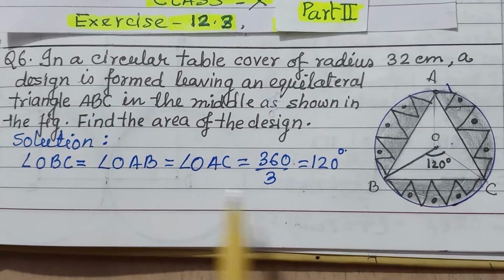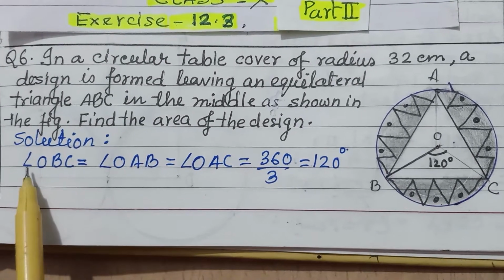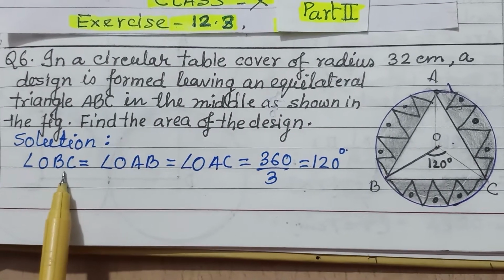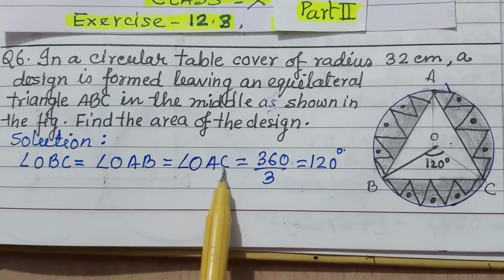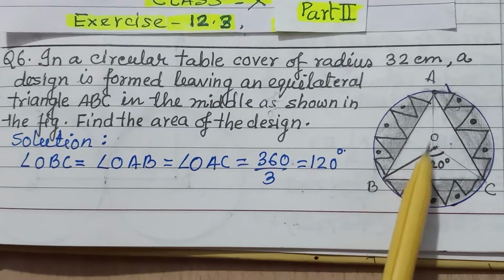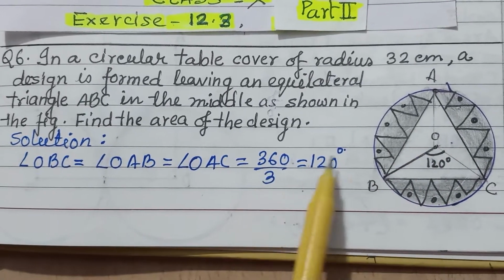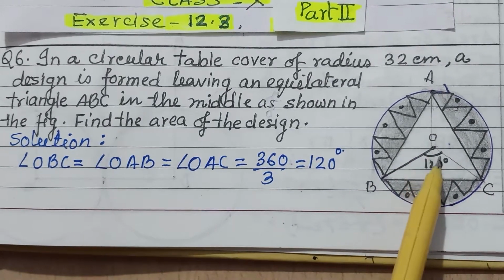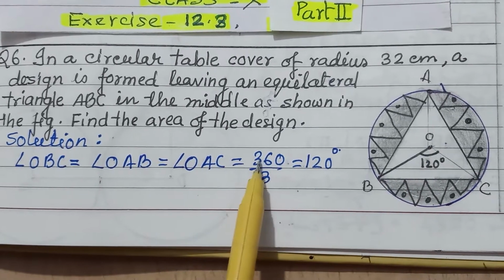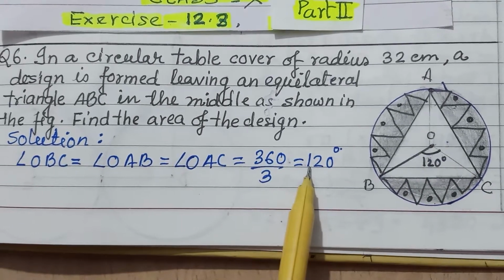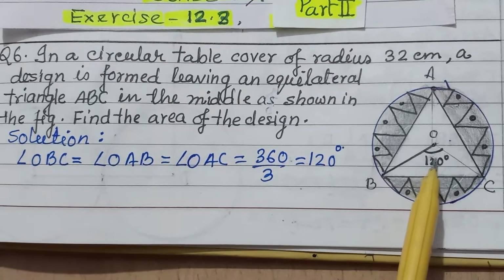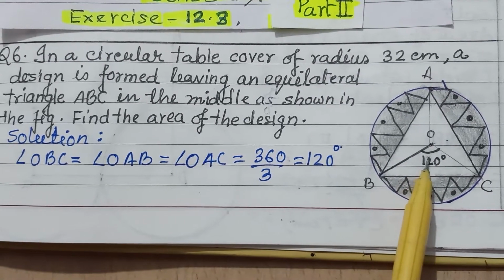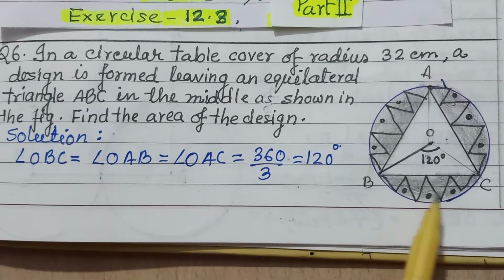So angle OBC, OAB and OAC, all three angles are at the center. So it is 360 upon 3, that means it is equal to 120 degree. Each segment has an angle of 120 degree.